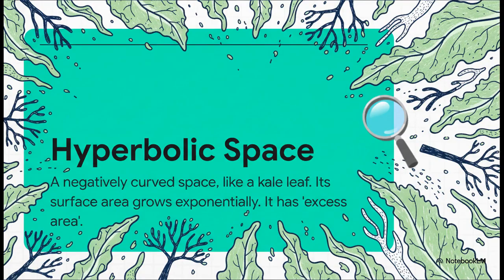Now, compare that to hyperbolic space. The analogy here, like a kale leaf or a piece of coral, is perfect. It's all frilly and crinkled, which gives it what they call excess area. As you move away from the center, the available space just grows exponentially. All of a sudden, the universe is expanding faster than the information you're trying to fit inside it. There is more than enough room for every single branch of that family tree, no matter how huge it gets.